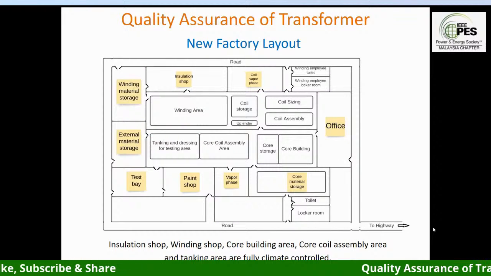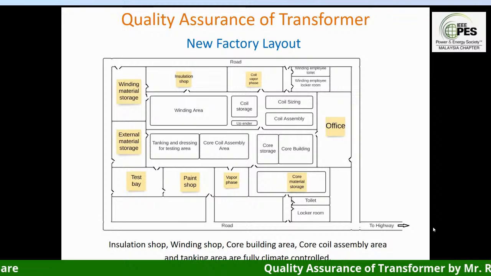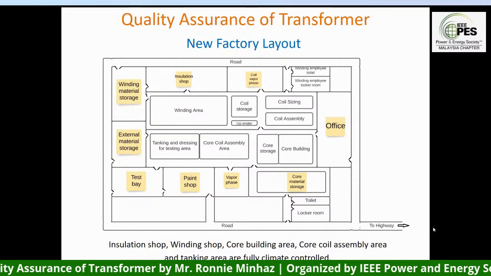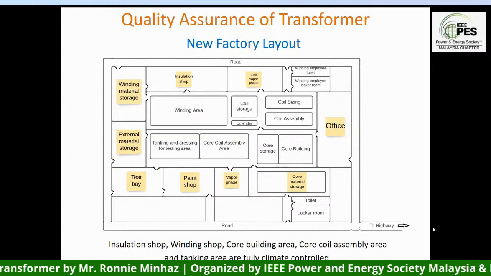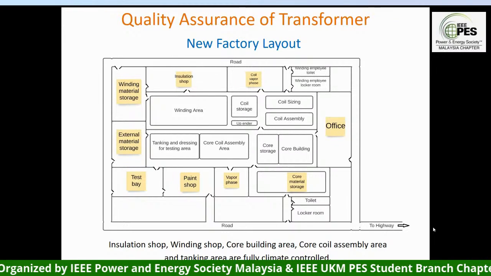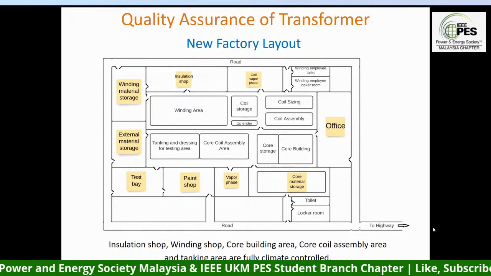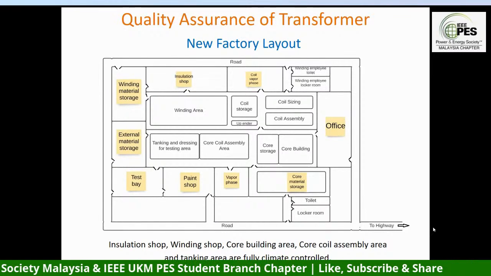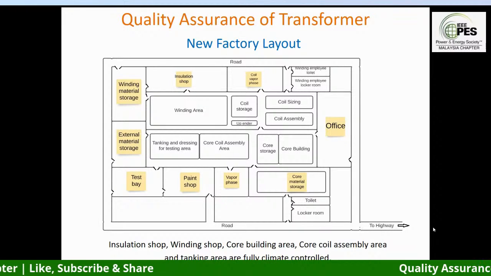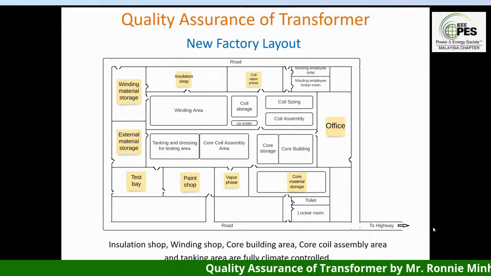Here is an example of a new factory. Now look at that layout. You see the winding area is separate from the core building area. Core stacking area is separate from the core building area. Winding material storage area is separate from the external material area. Test bay is separate from the paint area. By doing so, you can control the environment of each department. As you can control the environment of each department, it can help to increase the quality of the transformer.